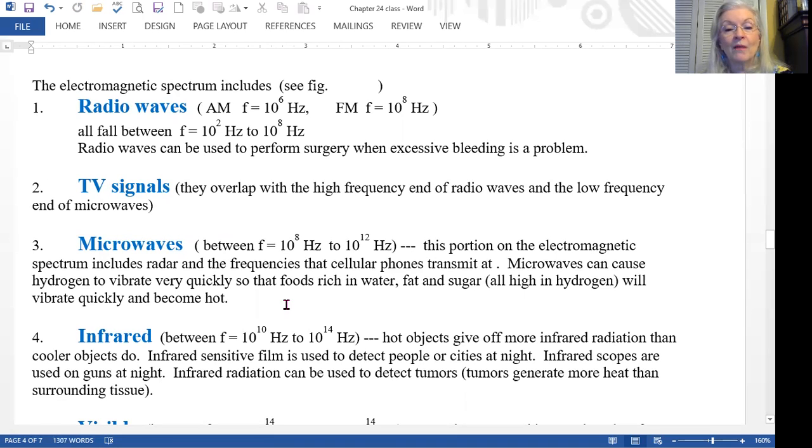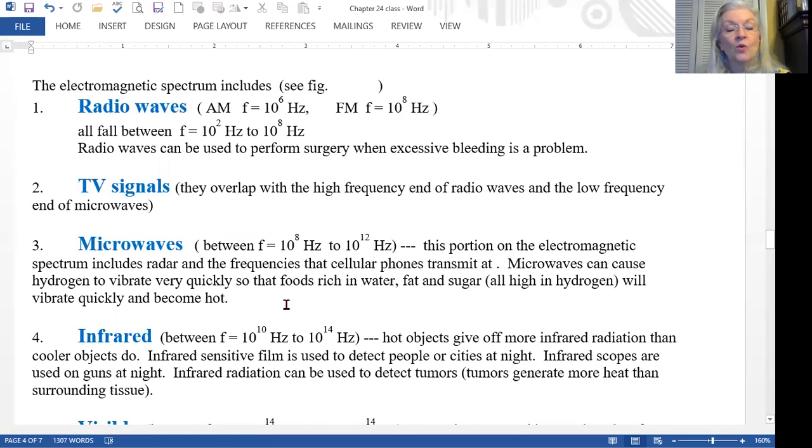What's really cool about microwaves is that in your home, the microwave oven is designed to oscillate the hydrogen atoms in food and make them vibrate very quickly. So this rapid vibration ends up creating heat energy, and then you get cooking.